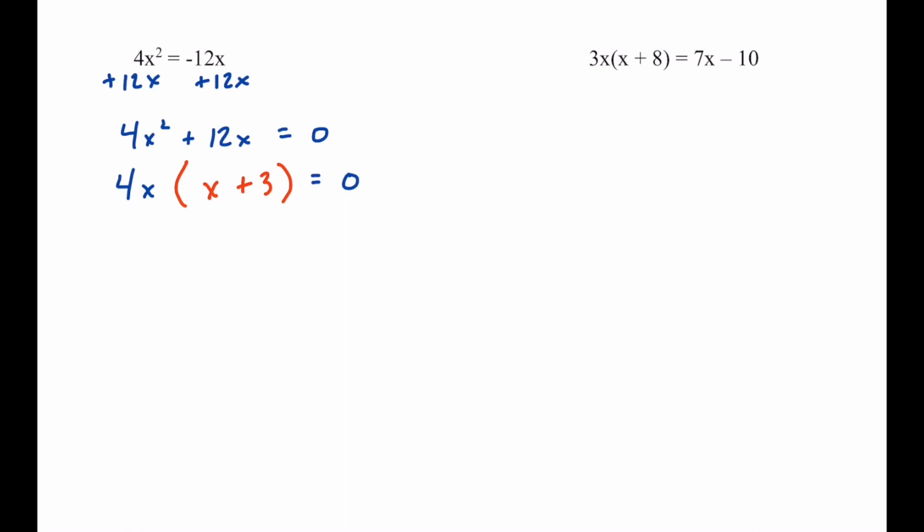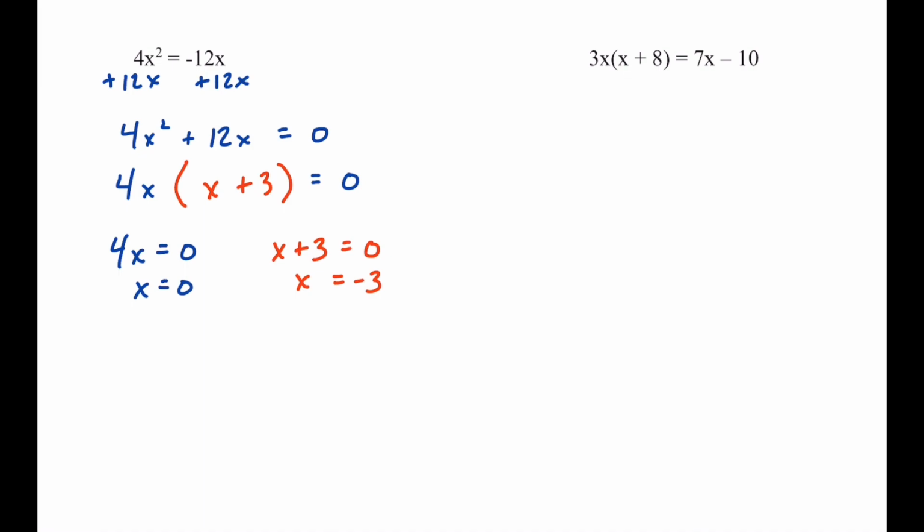I'm going to have two roots. The first root is found by setting 4x equal to 0, which means x is 0. My second root is found by setting x plus 3 equal to 0, or x equals -3. And those are your two roots, x equals 0 or x equals -3.